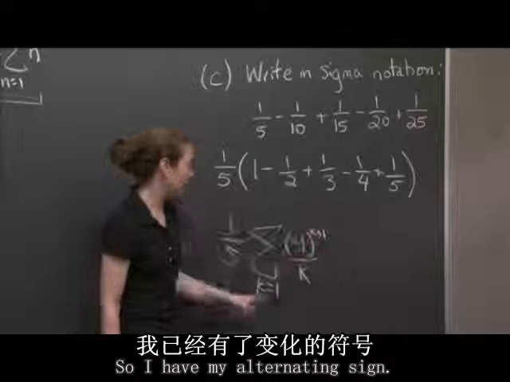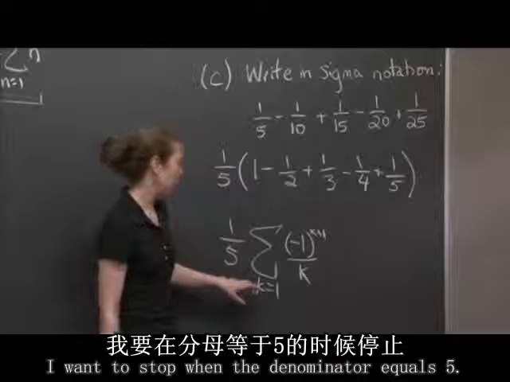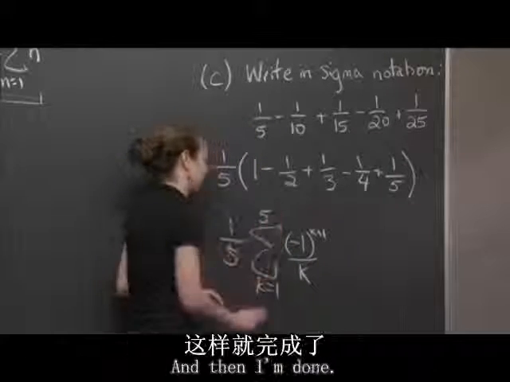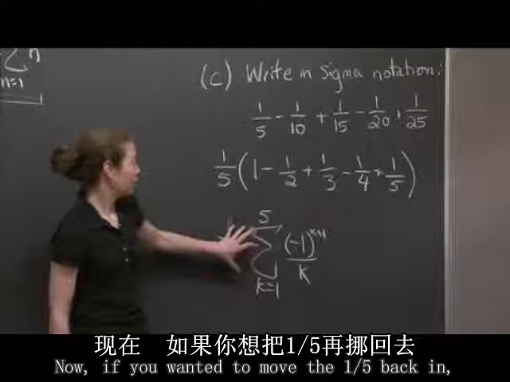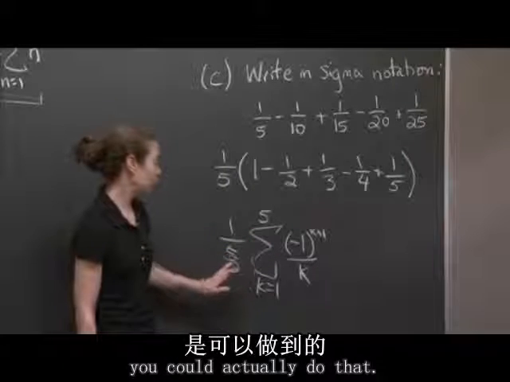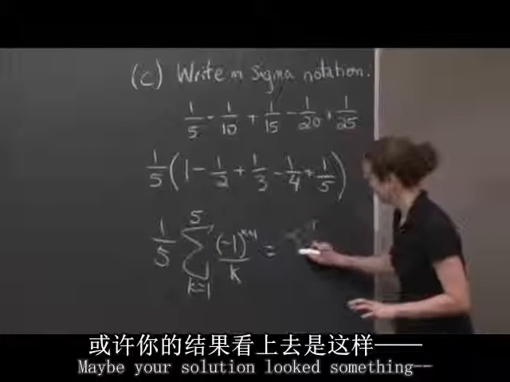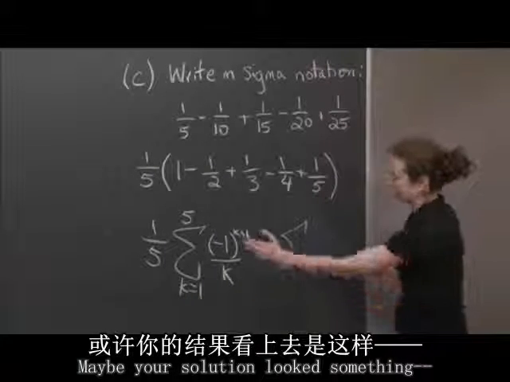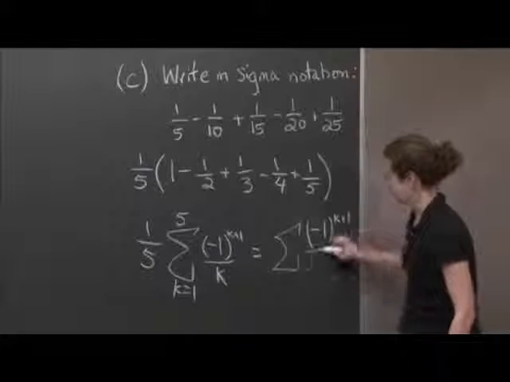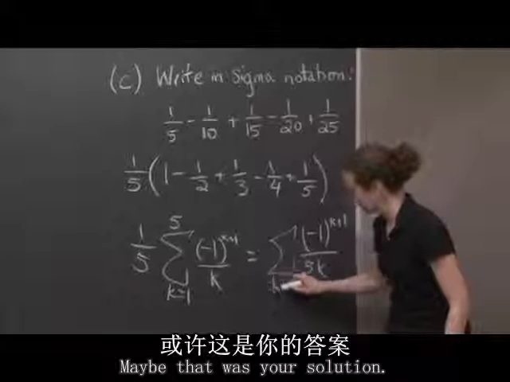So I have my alternating sign. My denominator looks right. For what value of k do I want to stop? I want to stop when the denominator equals 5. And so I just need to put a 5 up here. And then I'm done. Now, if you wanted to move the 1/5 back in, you could actually do that. Maybe your solution looked something like this. I pull the 1/5 back in, and I have 5k in there instead. Maybe that was your solution.